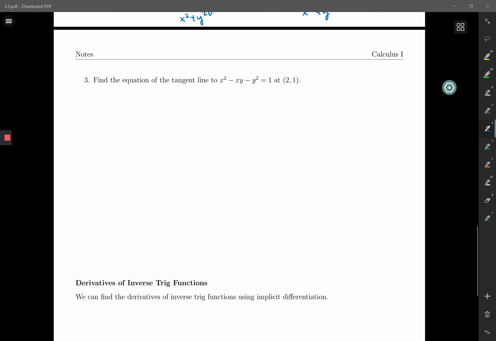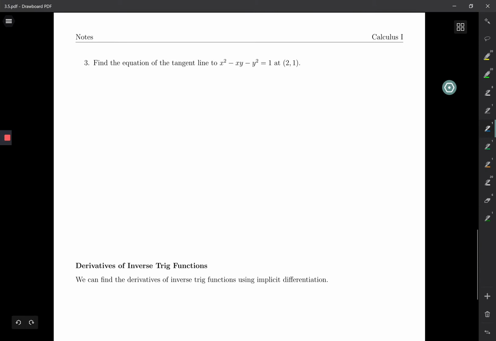Okay, so here we are doing another example, and we're asked to find the equation of the tangent line to this curve at the point (2, 1). So we will start off by taking the derivative of both sides of the equation. I'm going to use just the prime notation instead of the Leibniz notation in this problem.